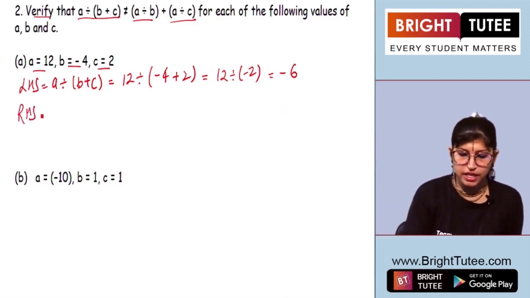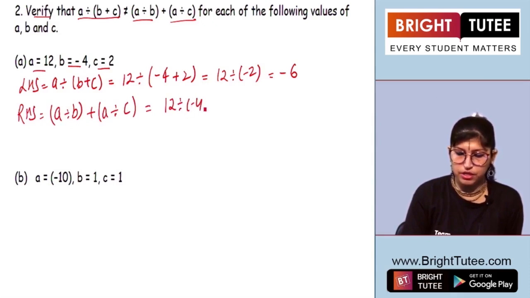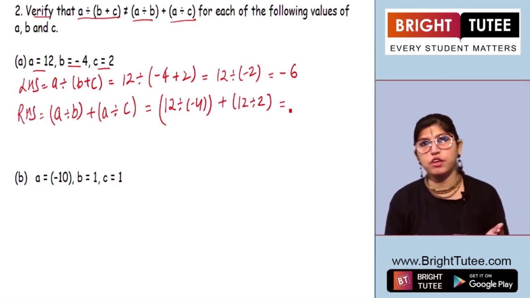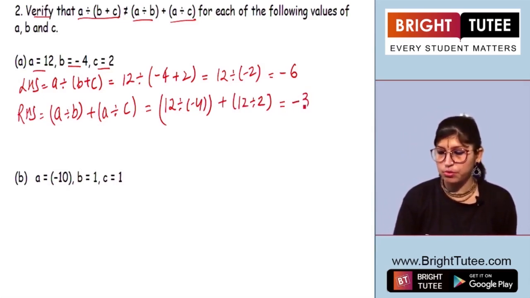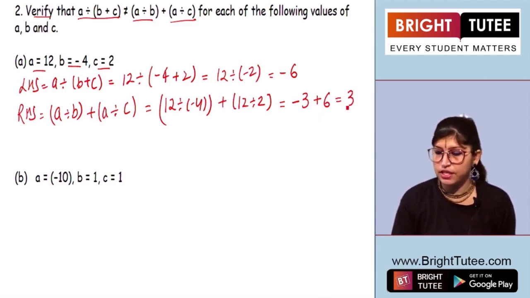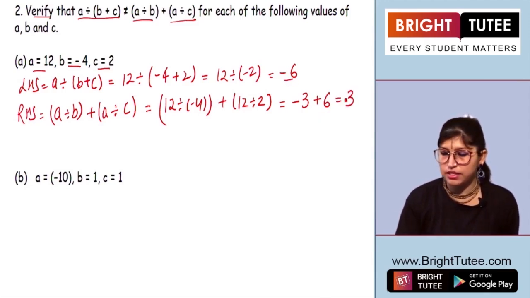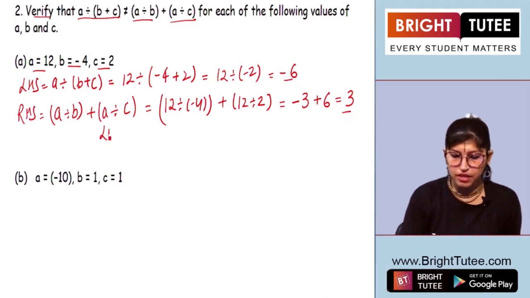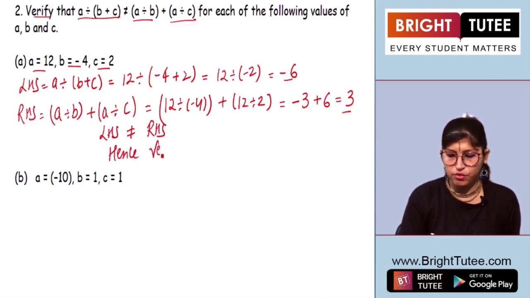Now let's move on to the right hand side. The right hand side is A divided by B plus A divided by C. So we need to do 12 divided by minus 4 plus 12 divided by 2. Again, 12 divided by 4, we divide as whole numbers, and we put the minus sign before that. So 12 divided by 4 will be 3. So we have minus 3 plus 12 divided by 2, which is 6. Now minus 3 plus 6 is 3, which means the left hand side is minus 6 and the right hand side is 3. It means the left hand side is not equal to the right hand side, hence verified.